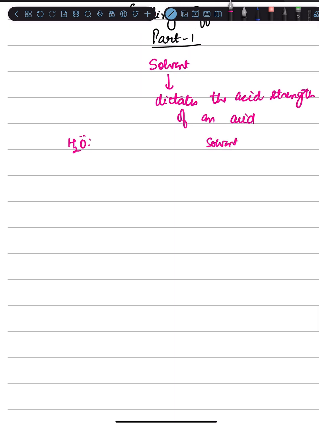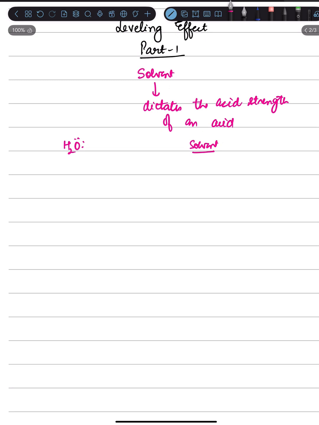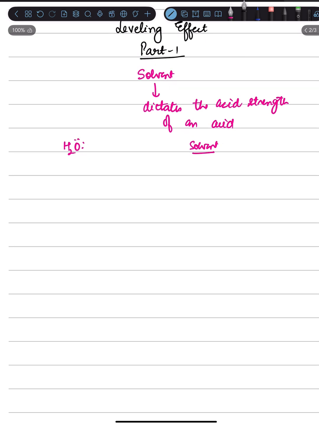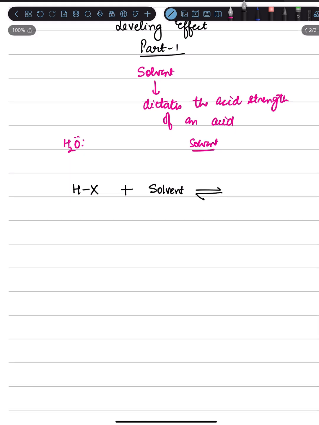Let's try to understand this with an example. So when you dissolve an acid, say your acid is HX, in a solvent, then the solvent can take up this proton from the acid, okay, and what you get is a protonated solvent and the conjugate base of the acid.